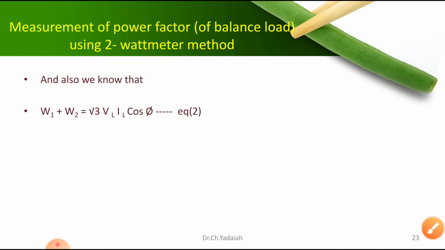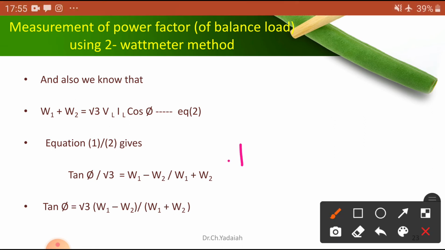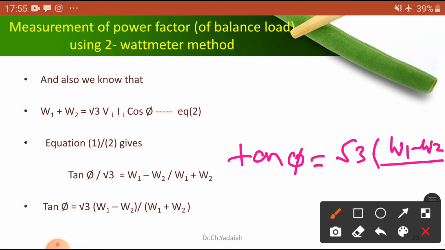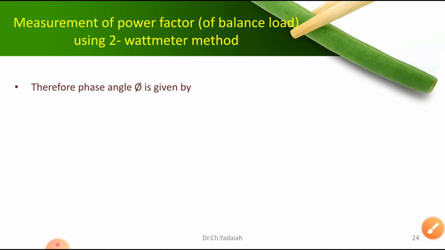Now, dividing one equation by the other, we get tan phi. So what is tan phi? The equation is tan phi equal to root 3 into W1 minus W2 by W1 plus W2. We have just seen this one. Now we are going to find the power factor.